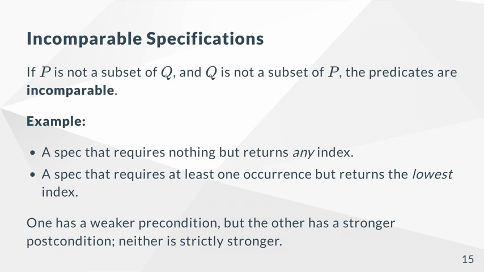Not all specs can be ranked by strength. Some are incomparable. This happens when one spec has a weaker precondition, but the other has a stronger postcondition. For example, a spec that requires nothing but returns any index cannot be strictly compared to a spec that requires a value to exist but returns the lowest index. Neither set of legal implementations is a subset of the other.